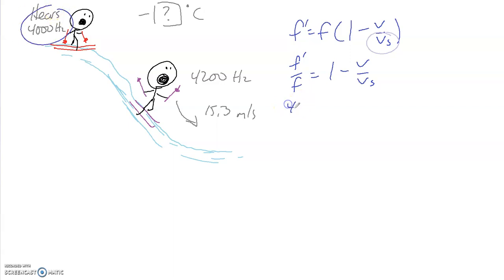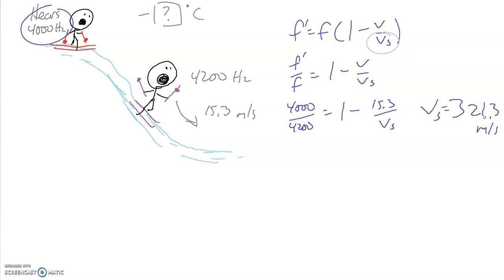So that's 4,000 divided by the source, which is 4,200, is going to equal 1 minus V, which is 15.3, divided by the speed of sound. And of course, the speed of sound is what we're looking for. So divide this out, subtract 1, and then just do a little bit of cross multiplying, and you can get the speed of sound. And that'll give us around 321.3 meters per second.